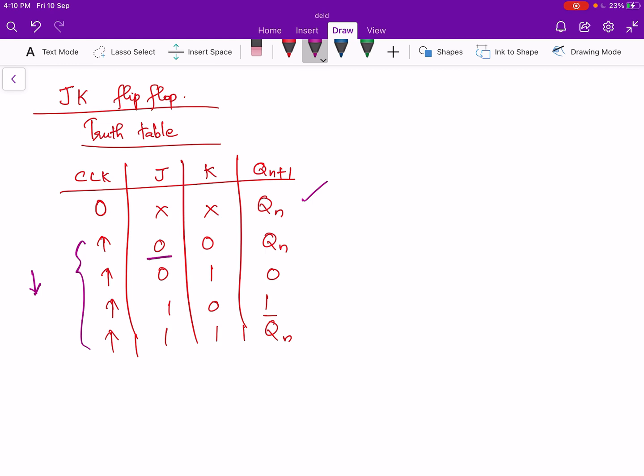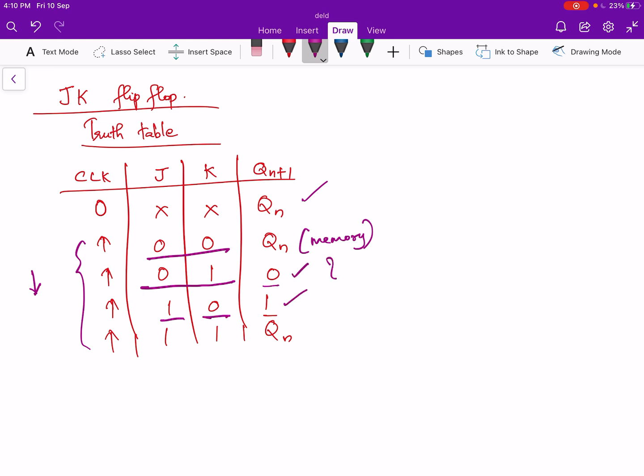So corresponding to 0 0, J is equal to 0 and K is equal to 0. The next state Qn plus 1 will be equal to the present state Qn. So it will again act as a memory or hold corresponding to 0 0. And when the J input is 0 and K input is 1, then the output Qn plus 1 will be equal to 0. And if it is 1 and 0, then Qn plus 1 will be equal to 1.